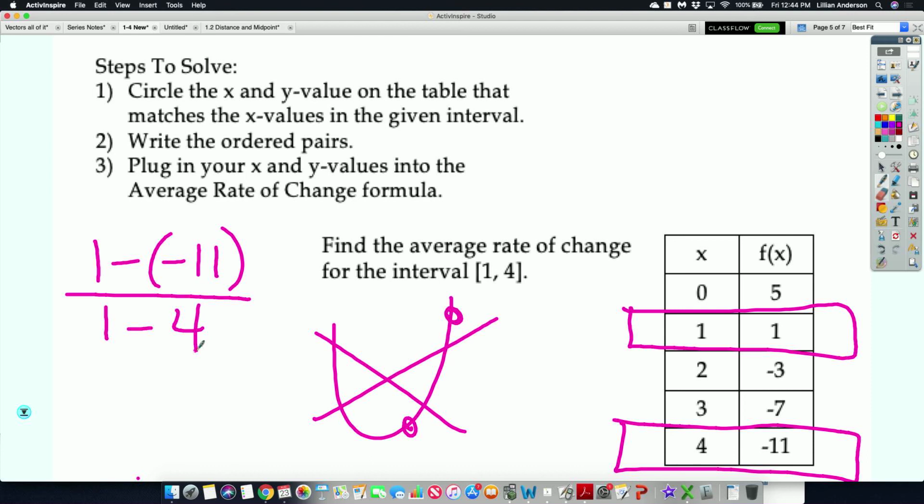A negative and a negative make a? 11. So what's 1 plus 11? 12. And what's 1 minus 4? And what's 12 divided by negative 3? So there's your average rate of change on that particular interval.